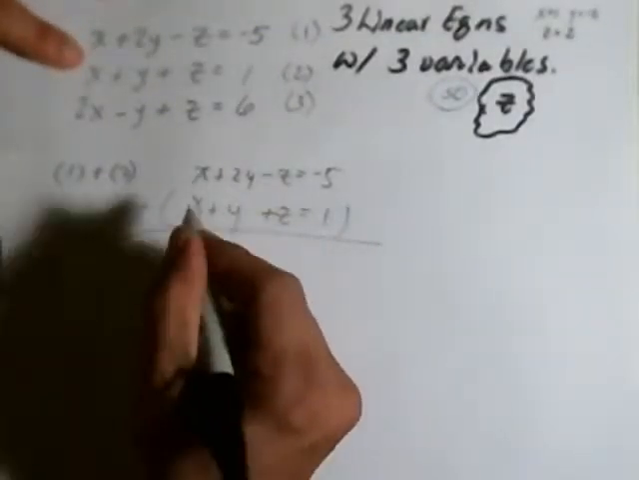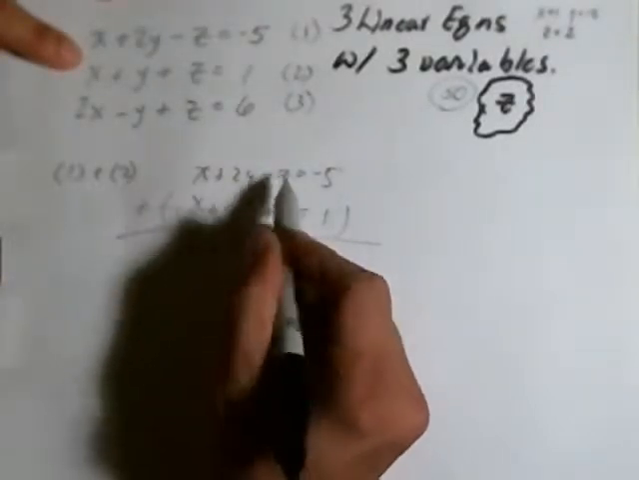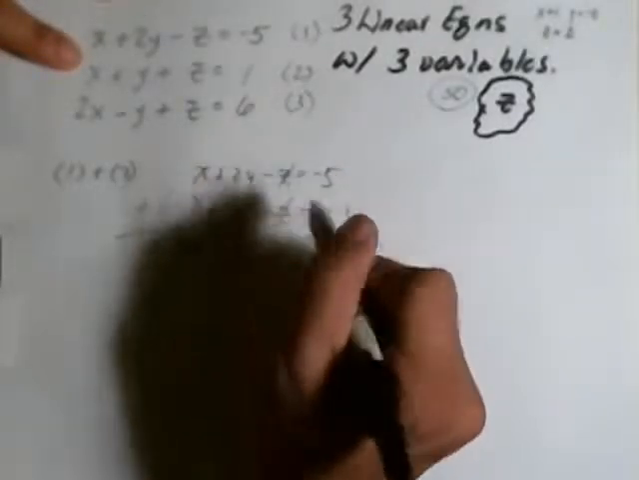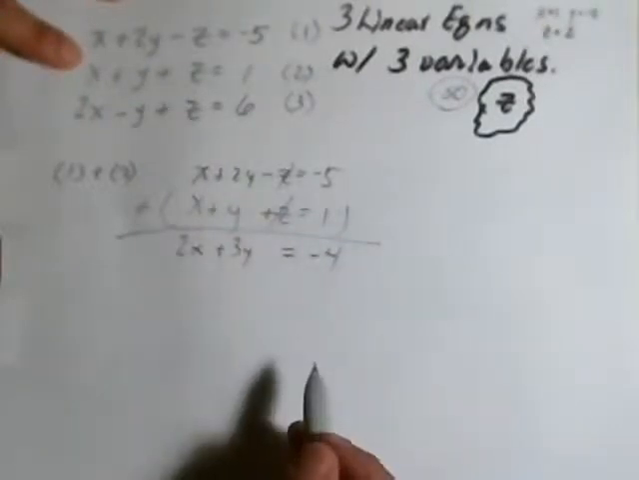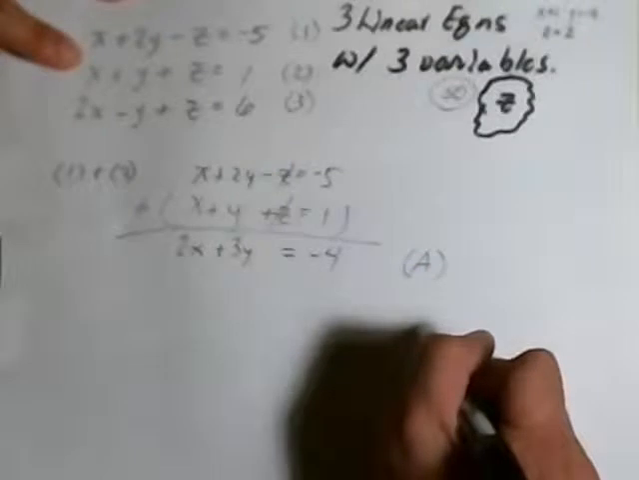x plus x is 2x. 2y plus y is 3y. Negative z plus z is 0, so that gets rid of this. And then 5 plus 1 is 6. And that's the equation A right there. I like to label this A and the next equation B.